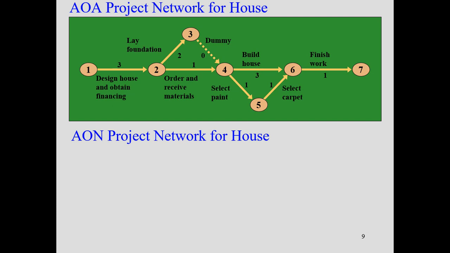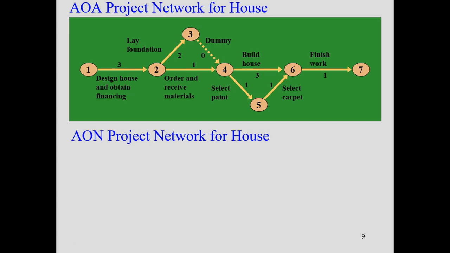So these networks are of two types. One is called AOA, which is activity on arrow, and the other type is called AON, which is activity on node. As the name says, in activity on arrow, this is a node, and this is also another node, and this is an activity. So the activity is happening on the arrow. That's why this particular type of graph is called an AOA graph.